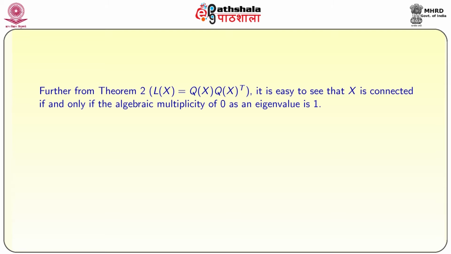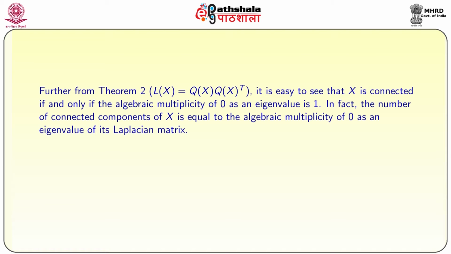So, because of that, the algebraic multiplicity of 0 as an eigenvalue gives information about the connectedness of the graph. In fact, the number of connected components of X is equal to the algebraic multiplicity of 0 as an eigenvalue of its Laplacian matrix. This is one of the powerful results. So, in order to know the number of components of a graph, it is better to find the algebraic multiplicity of 0 as an eigenvalue of the Laplacian matrix.